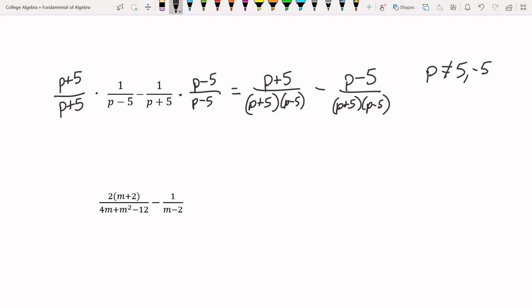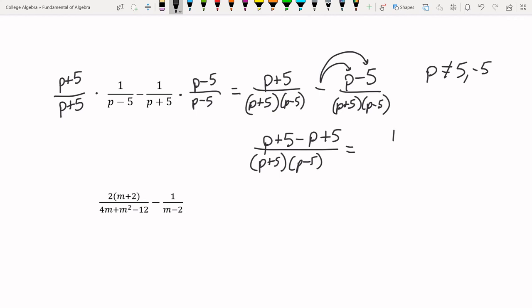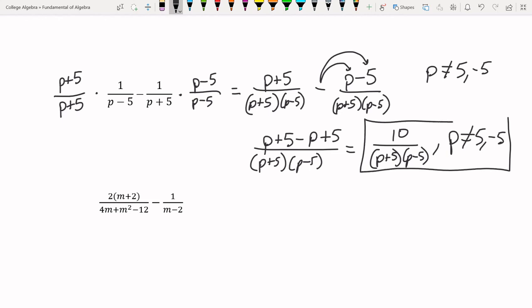Now, the denominators are the same thing, so let's subtract the numerators. This negative is going to get distributed into both of these terms. So we get P plus 5 minus P plus 5 over (P plus 5) times (P minus 5). Combining like terms gives us 10 over (P plus 5)(P minus 5), where P does not equal 5 or negative 5. And there's our simplified rational expression.